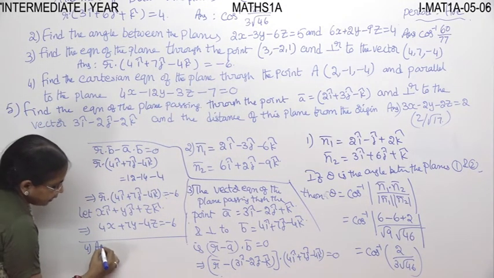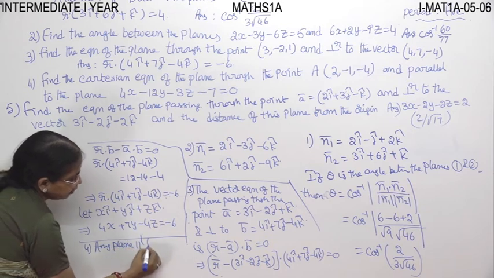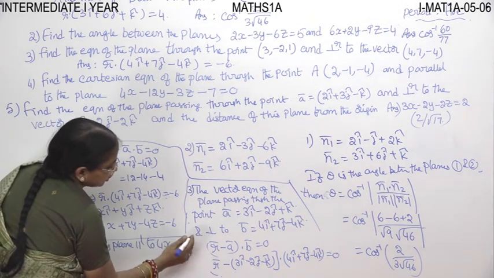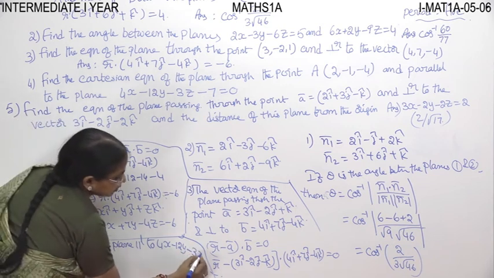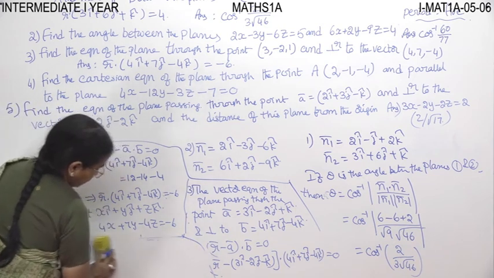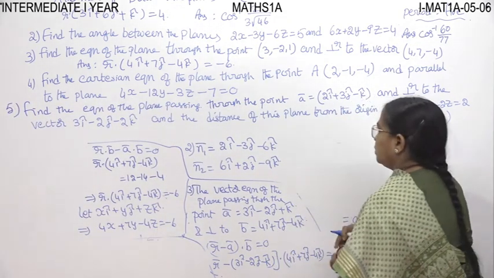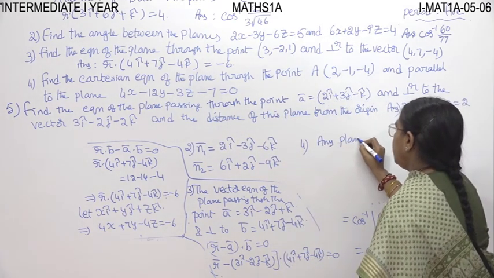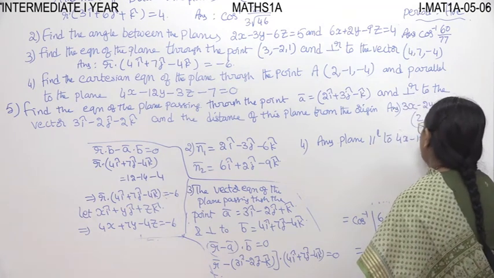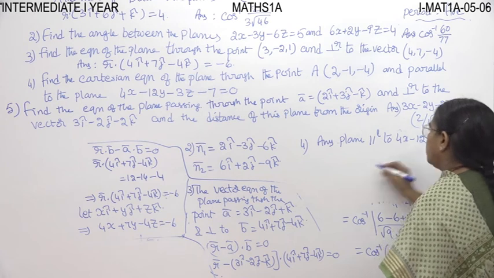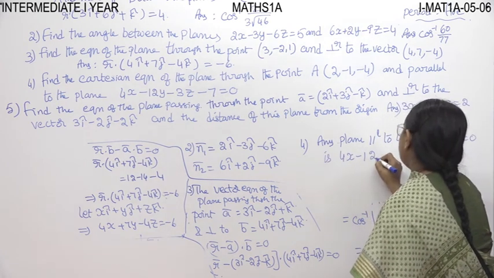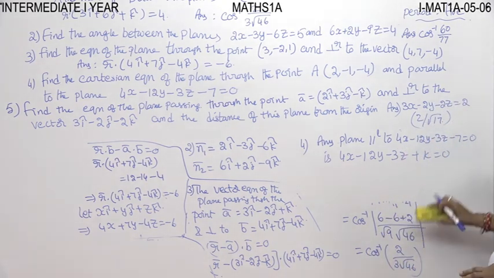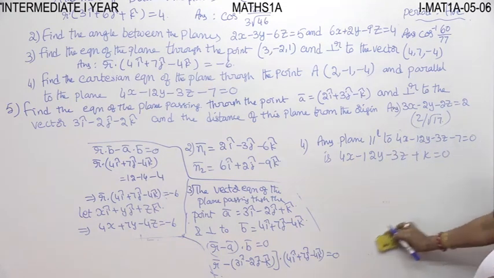So what you do is, any plane parallel to this plane, what is it? Any plane parallel to 4x minus 12y minus 3z minus 7 is equal to 0. I'll do it here. The fifth one you can take as homework; it is a direct problem. So for the fourth one, any plane parallel to 4x minus 12y minus 3z minus 7 is equal to 0 is of the form 4x minus 12y minus 3z plus k. In parallel planes, only this constant will be different. The other things will all be the same. Like in straight lines, you have a similar thing.